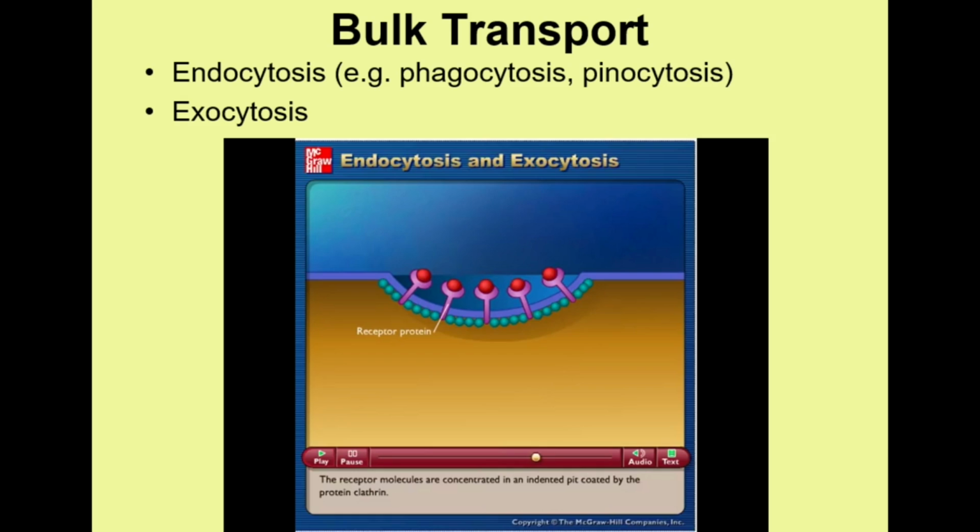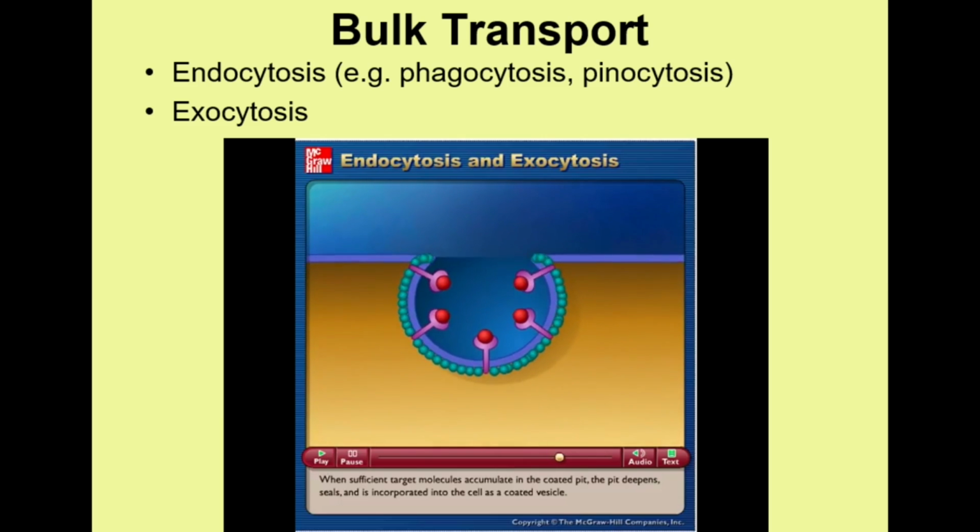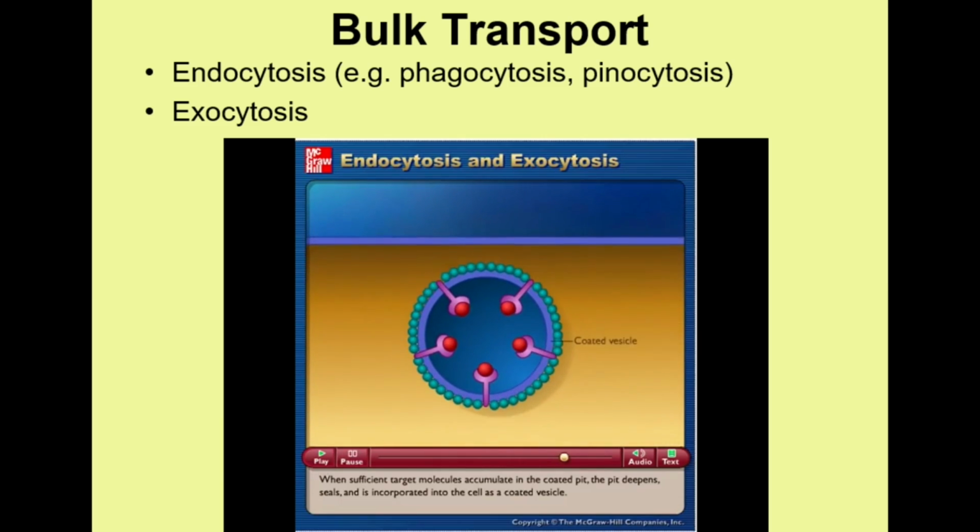The receptor molecules are concentrated in an indented pit coated by the protein clathrin. When sufficient target molecules accumulate in the coated pit, the pit deepens, seals, and is incorporated into the cell as a coated vesicle.